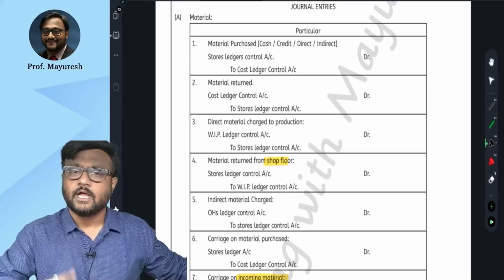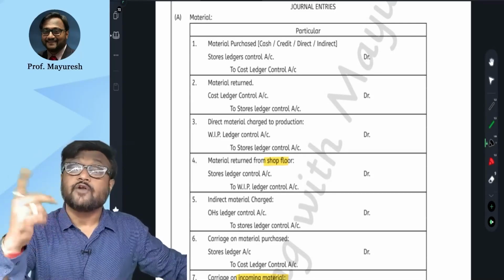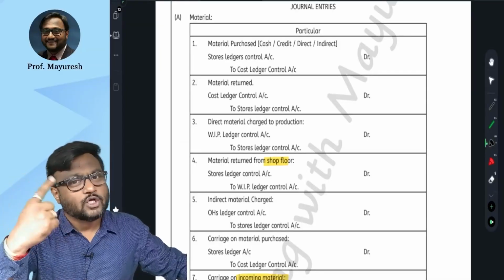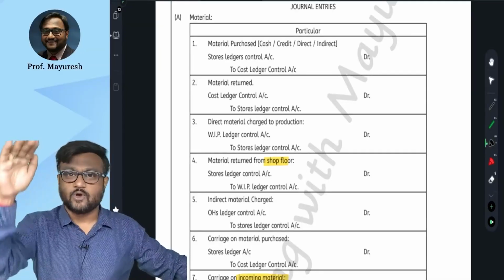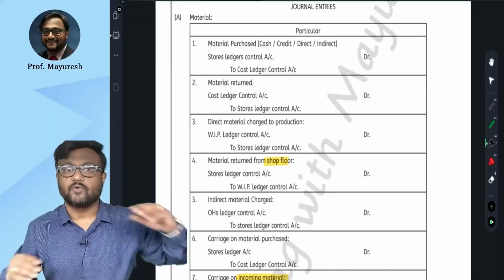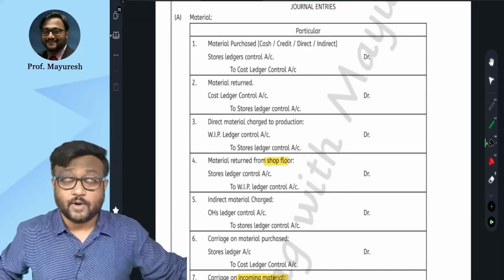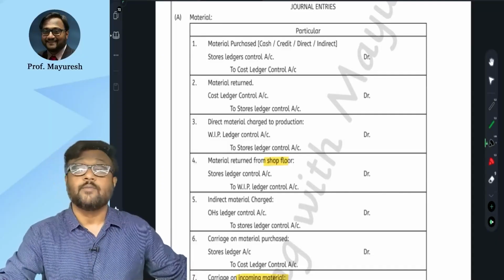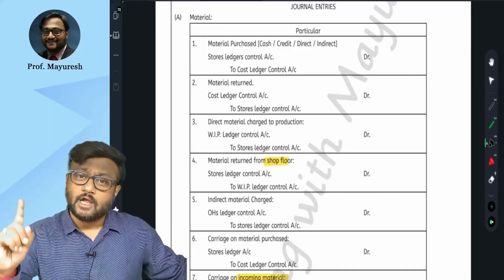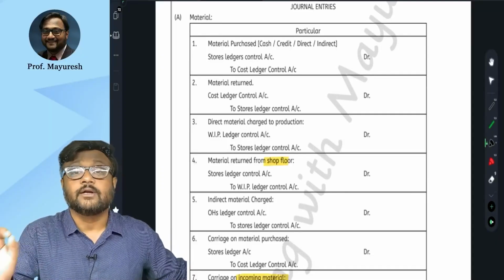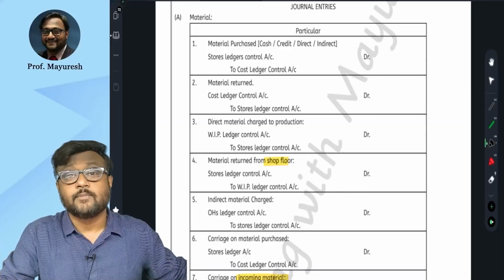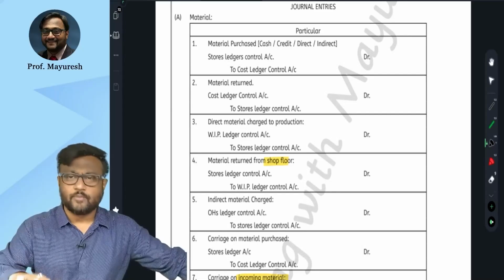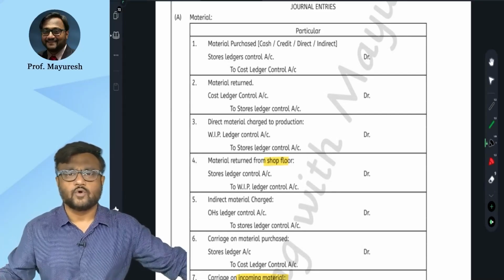You're not buying it again. So WIP to stores. Returned from shop floor. Shop floor is a place where exactly the production is going on. So stores to WIP, because it will be reduced from factory, it will be added to warehouse again. When you recognize indirect material, it is overheads to stores. When material is destroyed, if it is normal, overheads debit. If it is abnormal, costing P&L debit to stores, because in any which way, whether it is normal or abnormal loss, in any which way you're going to lose material.